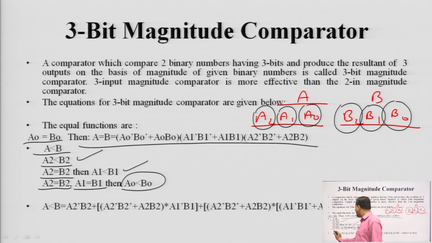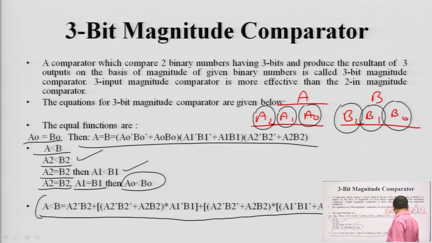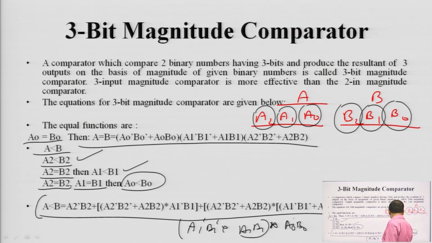For that we get the formula, you can check it here. If it is not visible up to this point, I think it is visible: A2 B2, A1 B1, again written like that, A1 bar B1 bar plus A1 B1, A0 bar B0. What is not visible, I have written here.